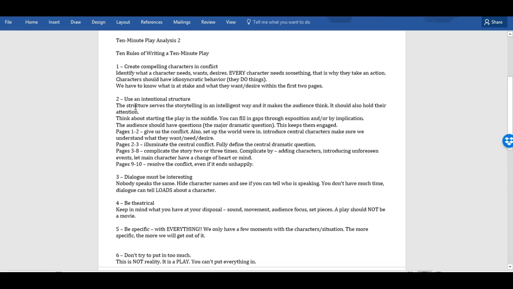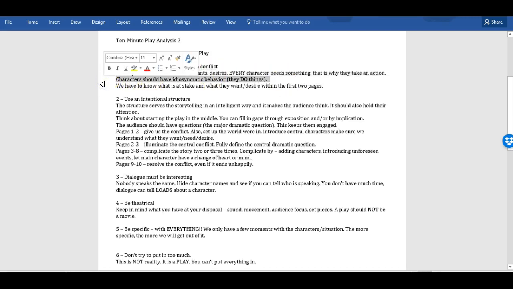they're right. So create compelling characters in conflict. Again, yes, they need to be characters that we recognize fairly easily, but they need to be compelling. They need to be people we want to know more about. Again, doesn't mean we have to like them, but we have to want to understand them. There needs to be something about them that we want to know more about. You need to be able to identify and articulate what characters need, what they want, and what they desire. Every character needs something. This is why they do something. If the characters don't do something, it's not a play.